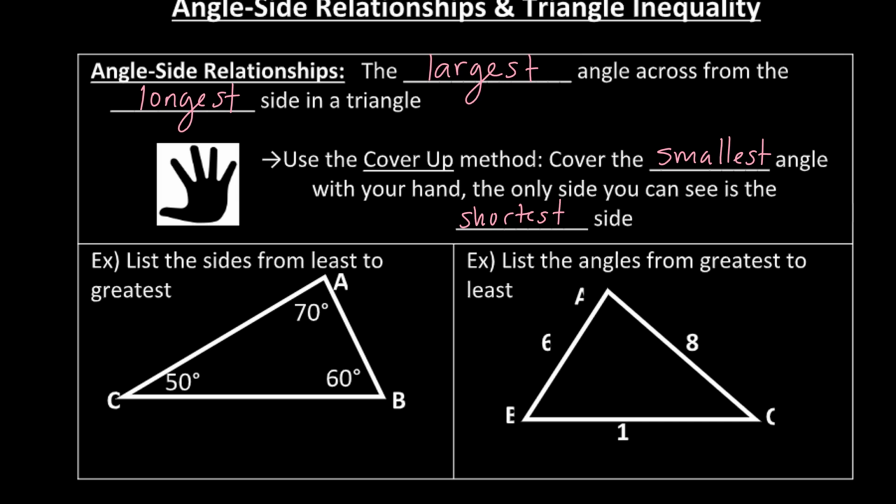So, in this example, it says list the sides from least to greatest. What is stopping us from immediately doing that? What are we missing here? You don't have the measures of the sides, right? But we just learned that the measures of the angles can tell us what is least and what is greatest side length here. So if I cover up the smallest angle, which is C, what is going to be the smallest side? AB. So that's what I list first.